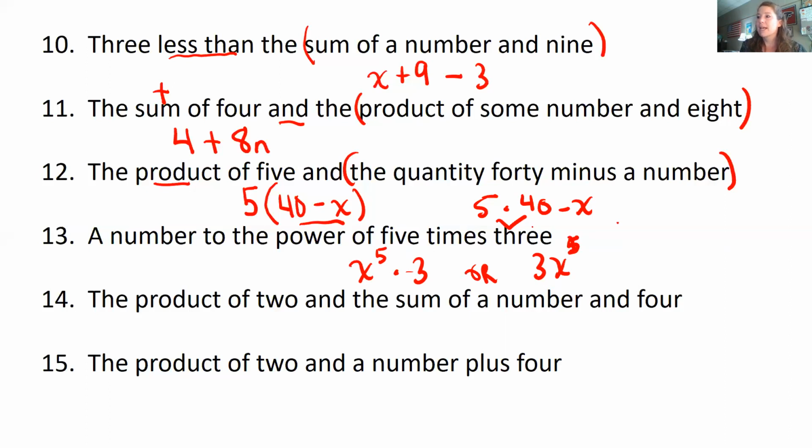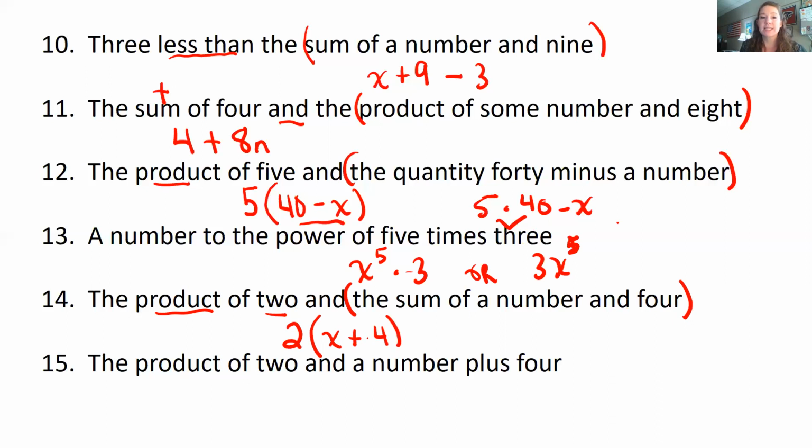Okay. The product of 2, the product of, so that means multiplication, 2 and what? The sum of a number and 4. The product of 2 and, I'm multiplying 2 times something, the sum of a number and 4.